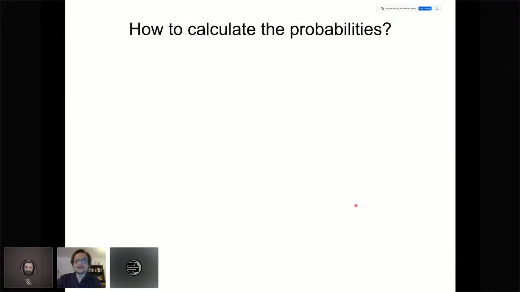Now, how would you calculate these probabilities? For some reason, my mouse is freezing. How would you calculate these probabilities?